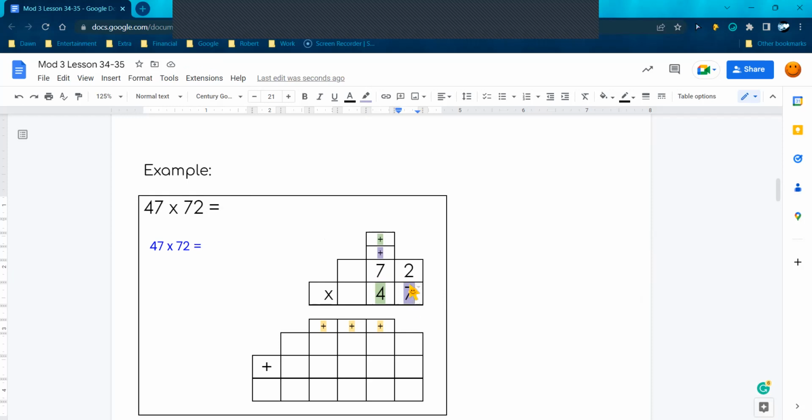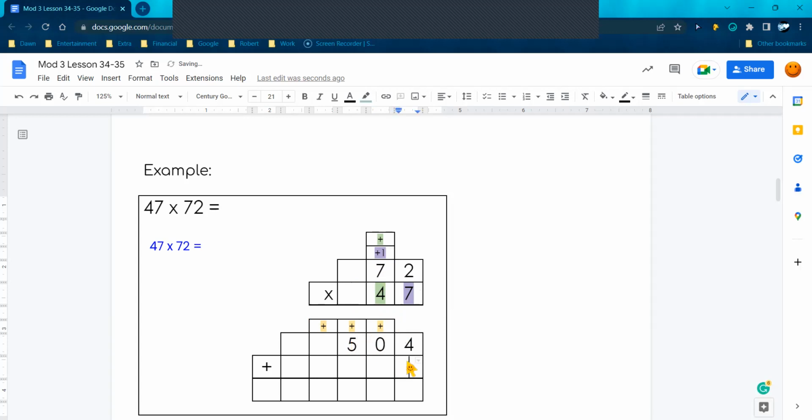But I will show you here. I'm going to write it where I put the 47 on the bottom. And in this one, I'll do the 72 on top. And you'll see that you get the same answer. So we have 7 times 2 is 14. So I drop my 4. I carry my 1. 7 times 7 is 49. Plus 1 is 50. So I'm going to write a 50 right here.